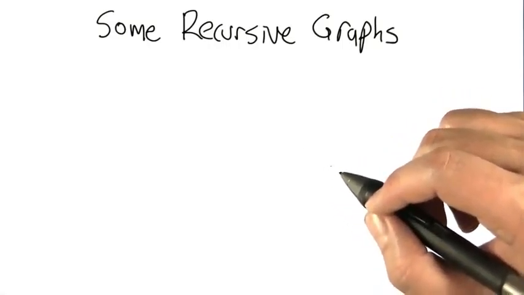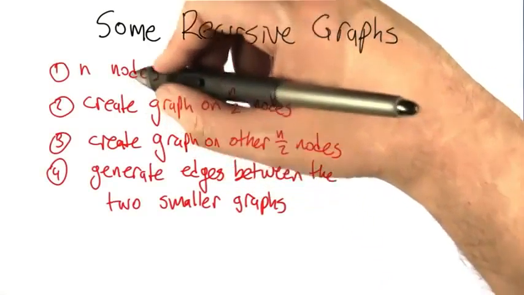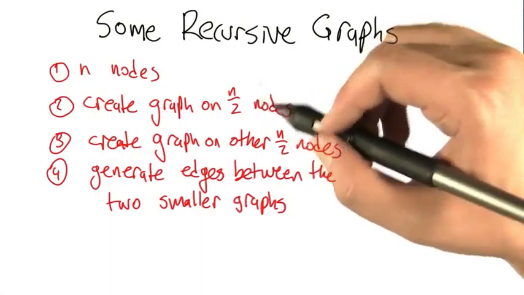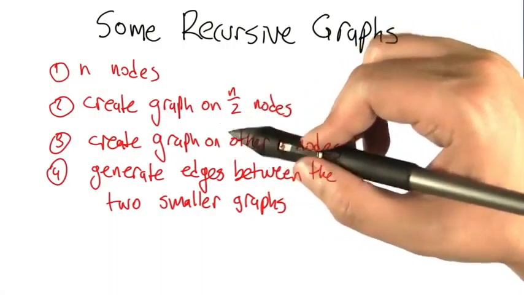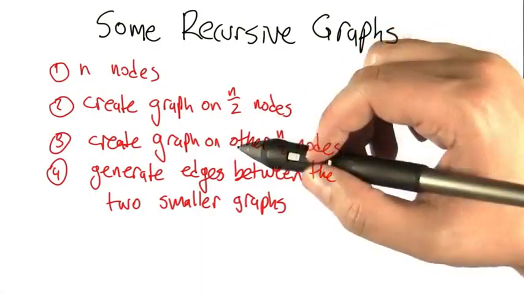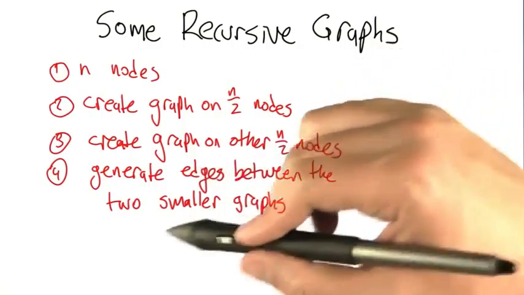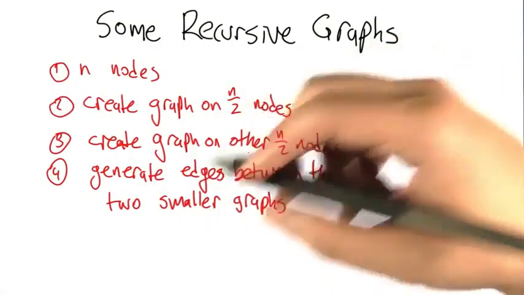All right, so next we're going to look at some recursively generated graphs. We start off with a set of n nodes, then we create a graph on half of the nodes recursively. We create a graph on the other half of the nodes recursively. Then we generate some edges that connect up between these two smaller graphs, and that's the graph that we return.